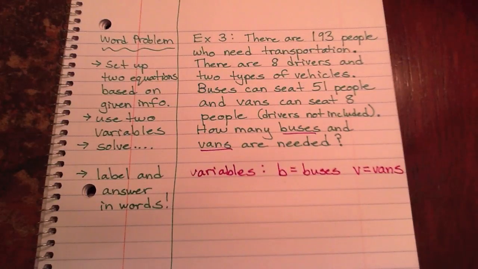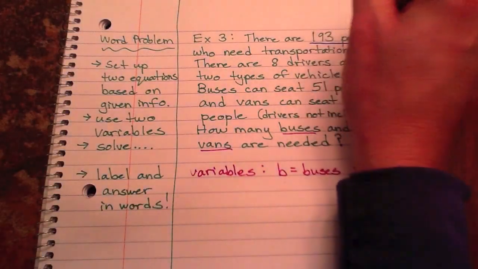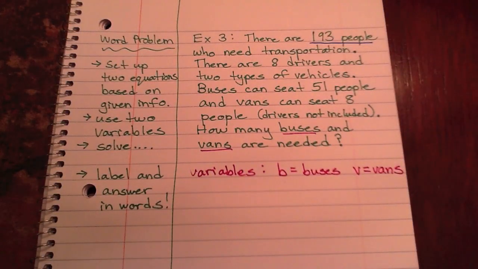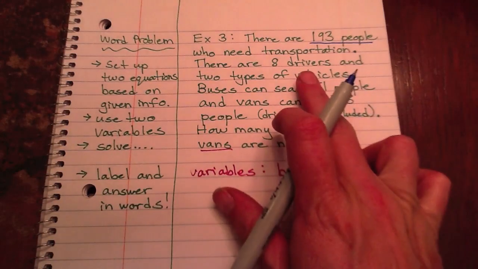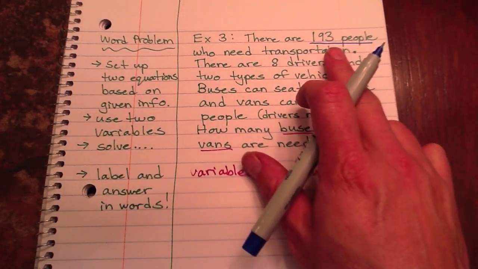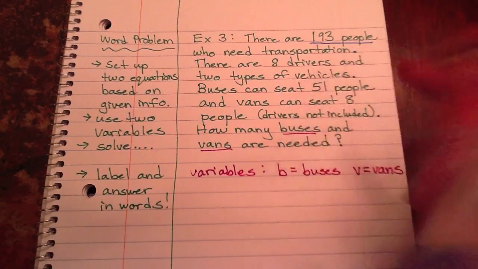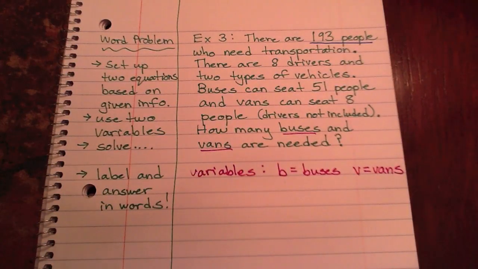Now I need to start looking for other important information. So I'm going to go ahead in blue and look for important information. Well, let's see, 193 people. Okay, I need to stop and think. If there's 193 people, then I know, and I have to think about it for a minute. Well, let's see. 8 drivers. Okay, so there's 8 drivers. 193 people is going to have to do with something. 8 drivers is going to have to do with something. So this is where you have to be able to identify your difference.